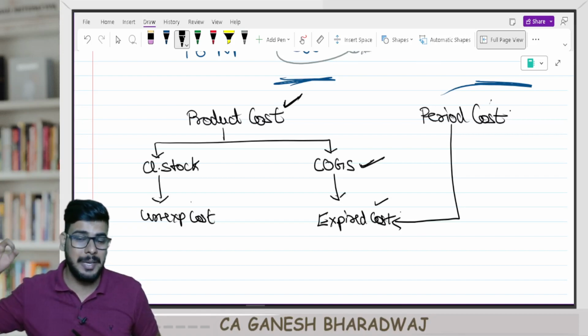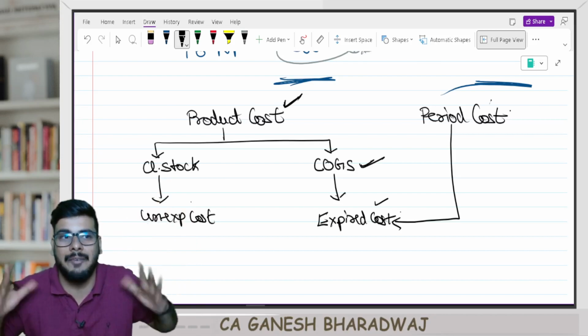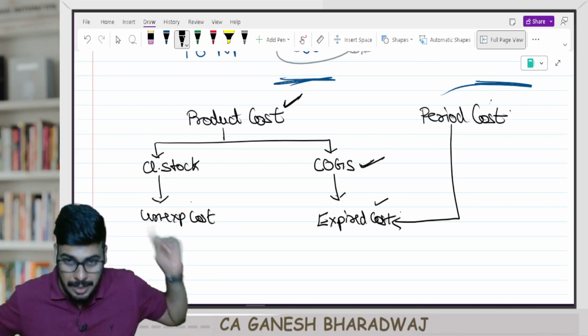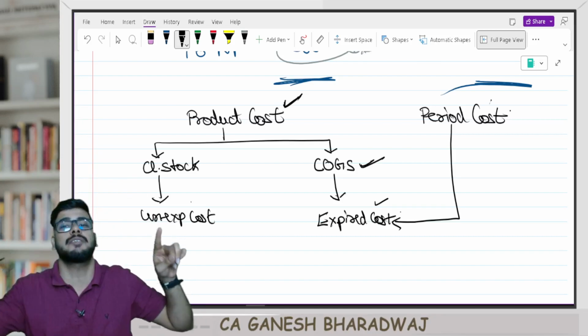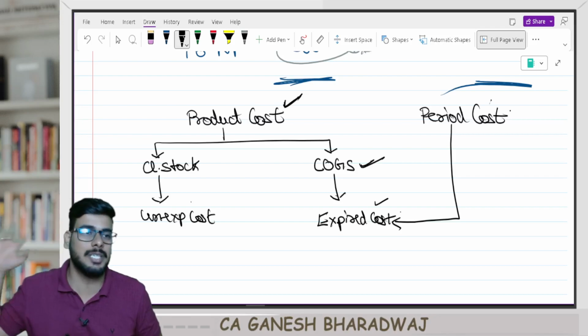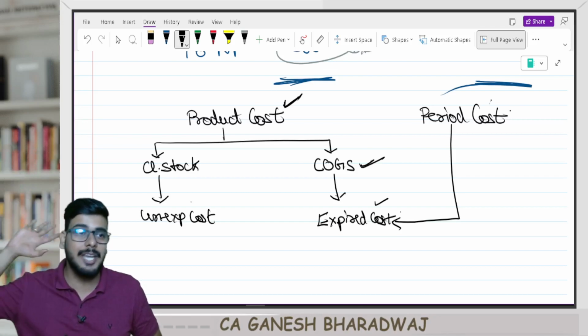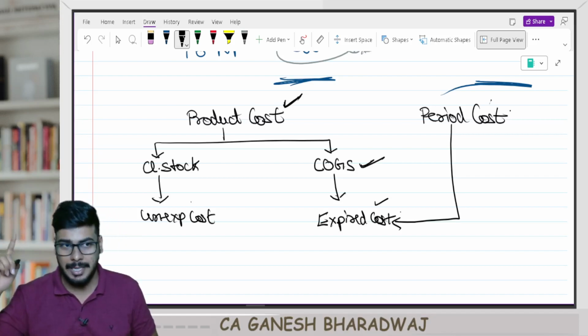So basically your period cost is a P&L item, product cost is a trading account item. You can have it like this. And always remember, only a manufacturing cost can be classified into cost of goods sold and closing stock, whereas for period cost, no such classification has to be made. It has to expire fully in the current year. Are you clear with this?